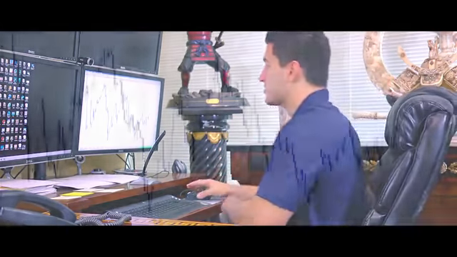Alright everyone, in front of us is our MTI 4.0 charting software. This is what I use and all of our students use to analyze the foreign exchange as well as to utilize the Fibonacci tool. So let's go ahead and take a look.